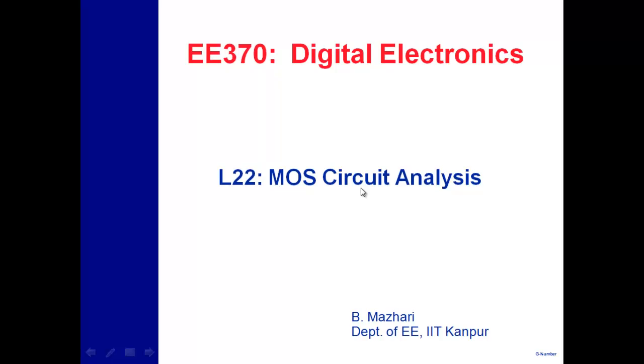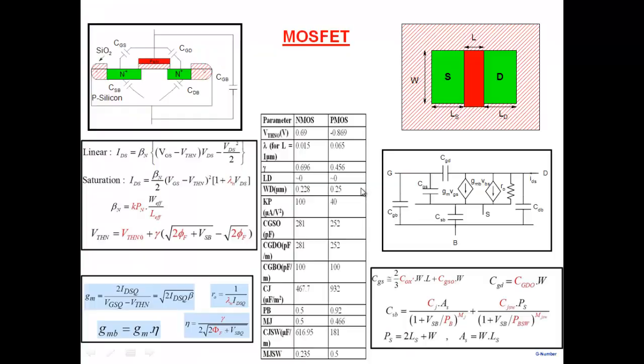So what I'm going to do is, as I said, take a few simple problems, which will help you with your homework assignment. So this is a summary sheet for MOSFET. Here we have the structure of the MOSFET. This is the top view of the MOSFET, what we mean by LS, LD, LW and all that.